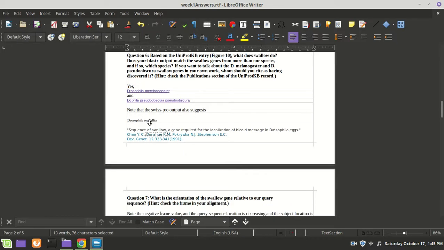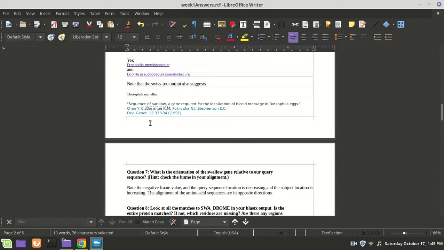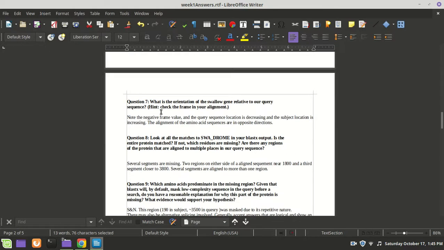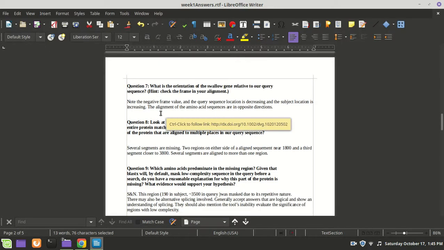They may or may not have to add this. I added that in because I found it, but they should. The reference here is the correct one. What is the orientation of the swallow gene relative to our query?